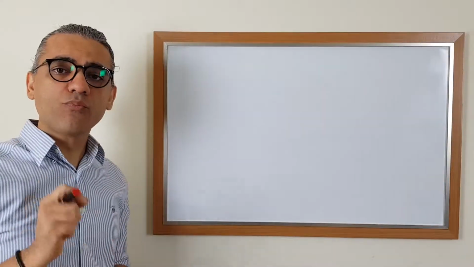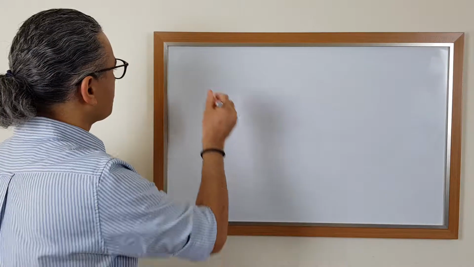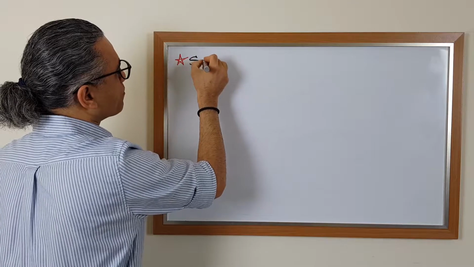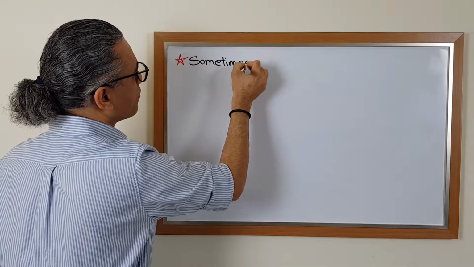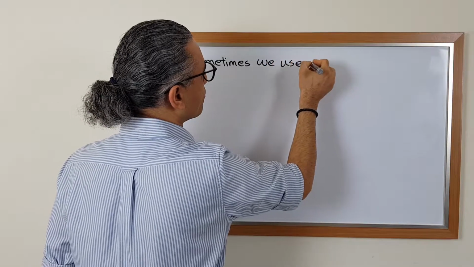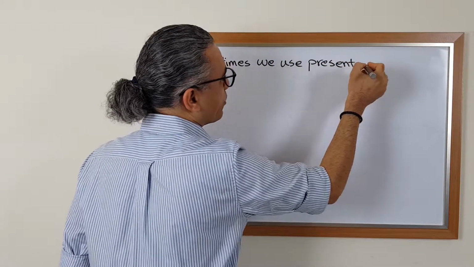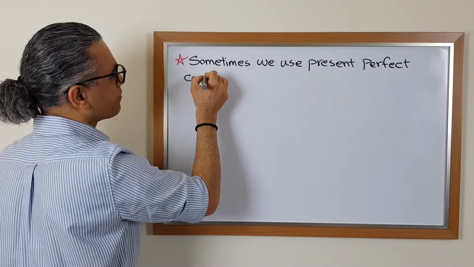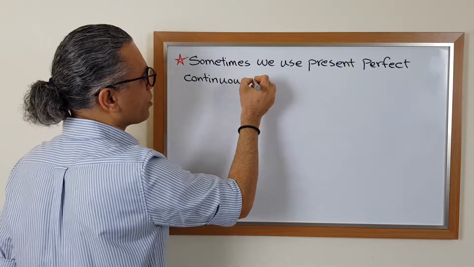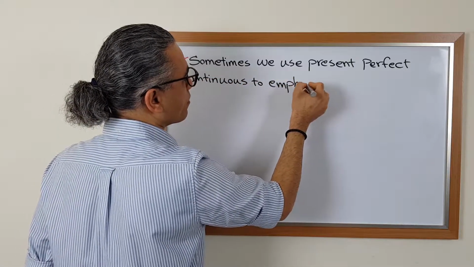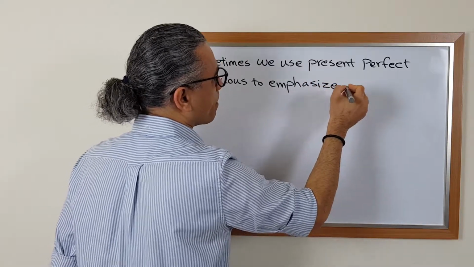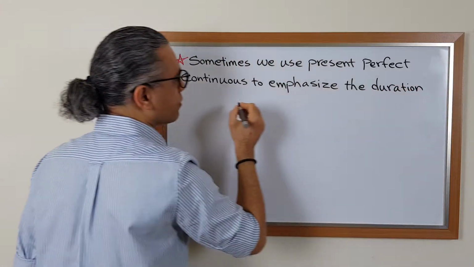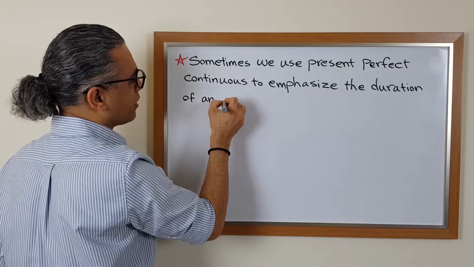Okay. Now, a few points about present perfect continuous. Sometimes we use present perfect continuous to emphasize the duration of an action.